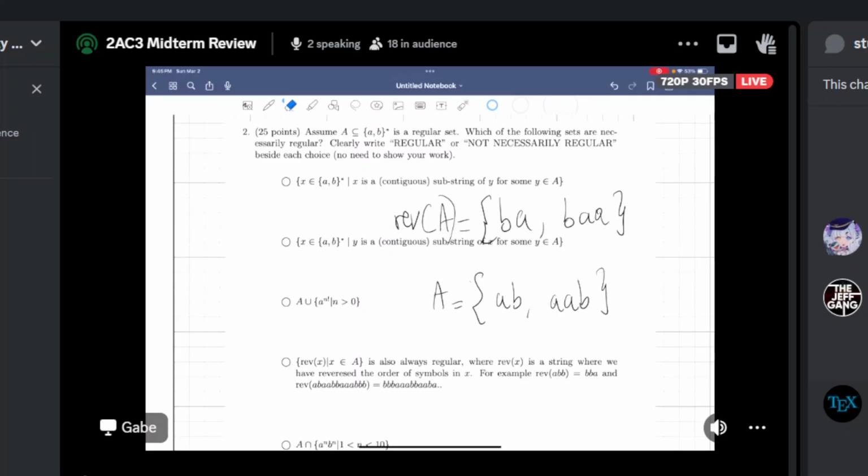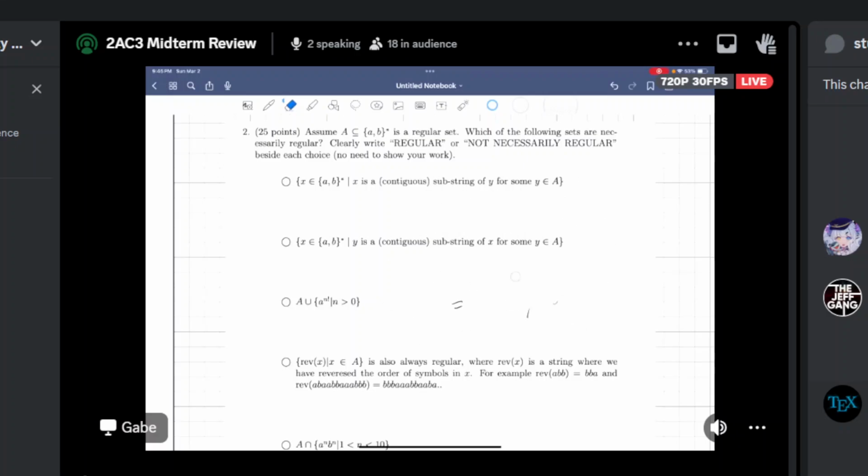Yes, it is, Peter. Absolutely. You can take a regular expression that represents this and flip it around. Or if you want to think of it in terms of automata, you flip all your arrows, you make your final states start states, and your start state a final state. So just swap your accepted and start states. So yes, that one is true.